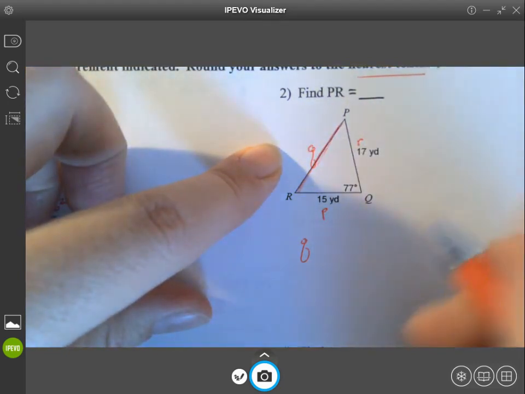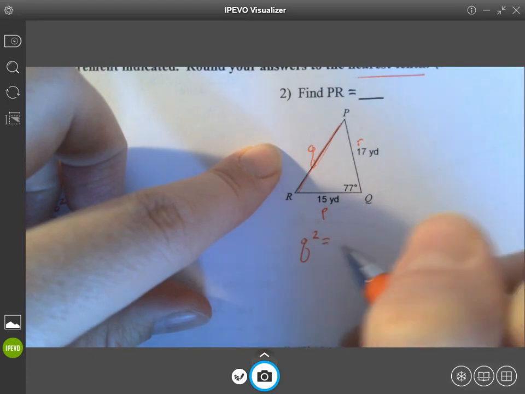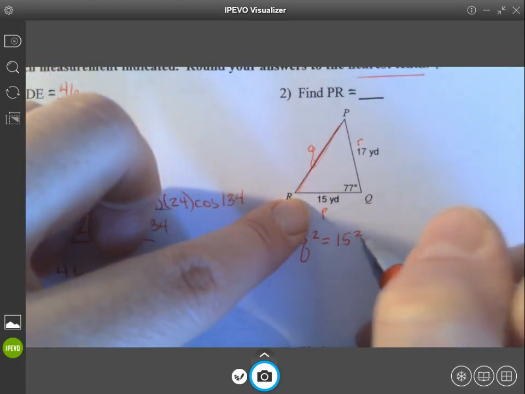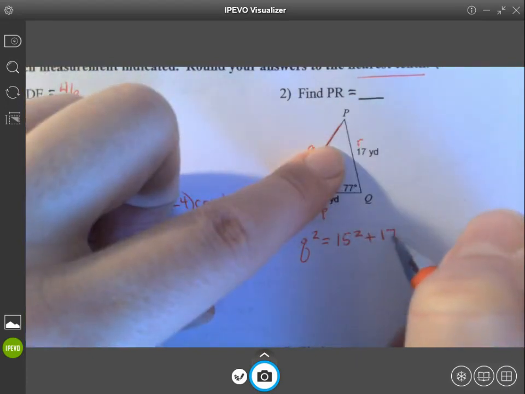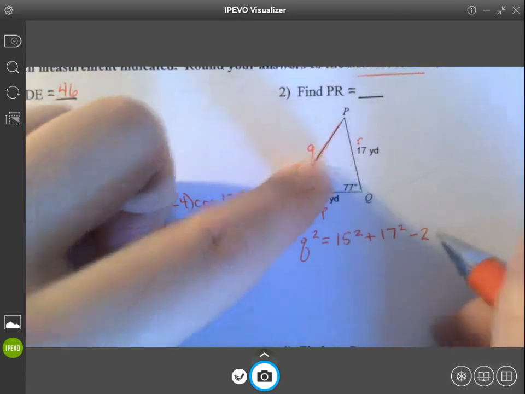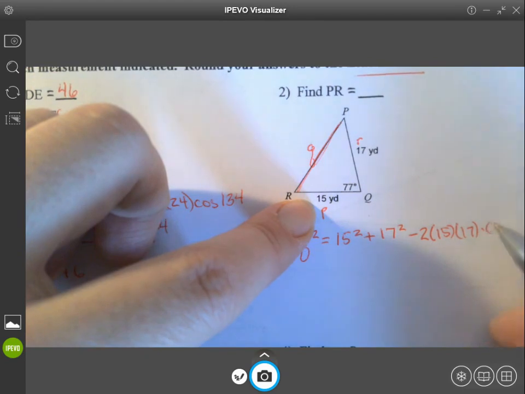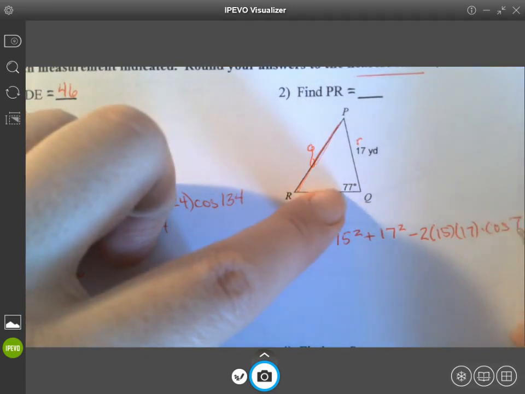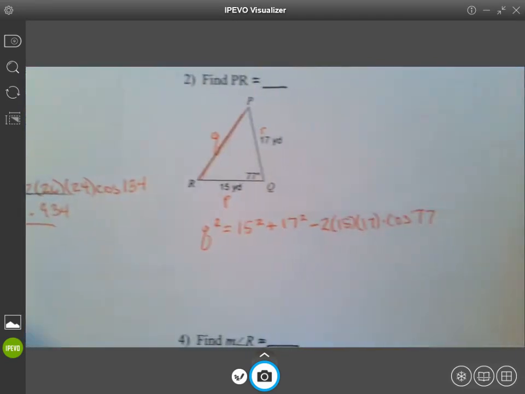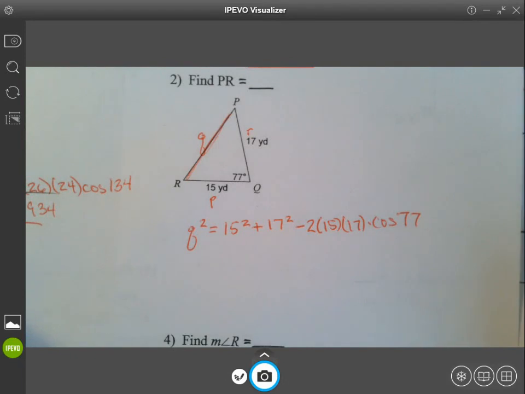And what I'm talking about is it's Q squared equals the other two sides squared minus 2 times the other two sides times cosine of the angle opposite the side I want. So I think some of you can do that without renaming it, if you see that pattern. If not, rename it ABC. All right, so that's what I wanted to talk about there. This one's set up for you.